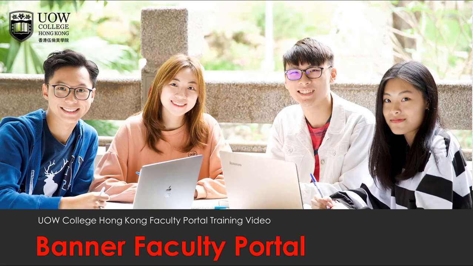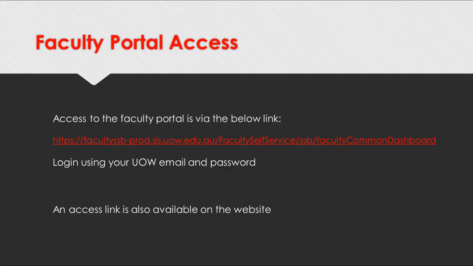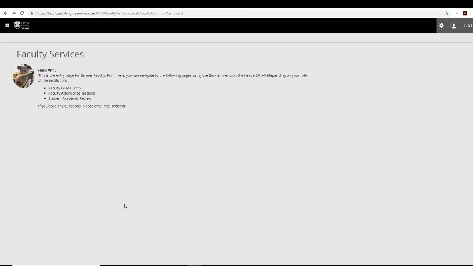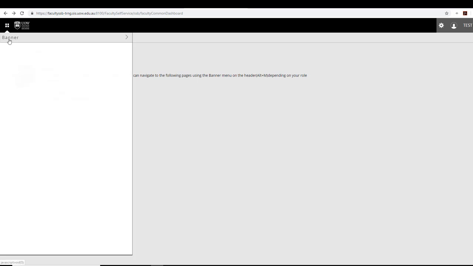The faculty portal is accessed via the web link displayed. Faculty will use their UOW provisioned email and password for login. Once logged in, faculty will be navigated to the landing page. The button in the top left-hand corner of the page provides the menu options.